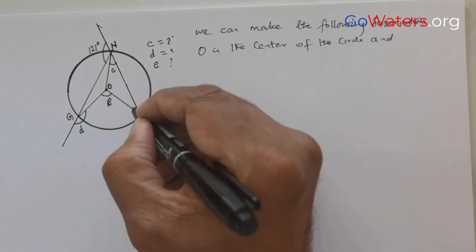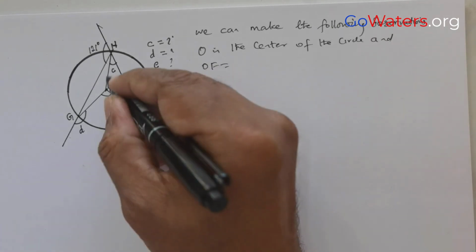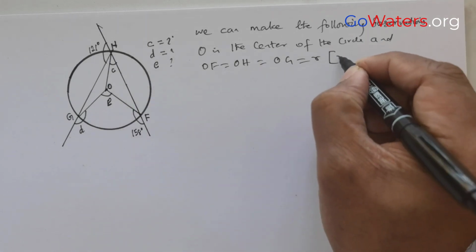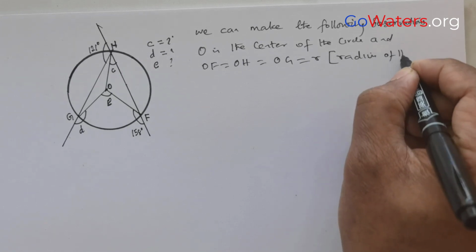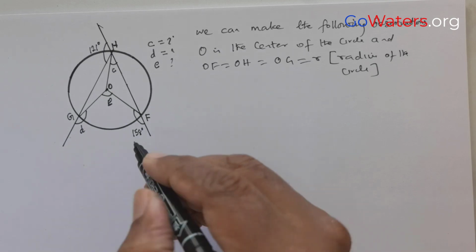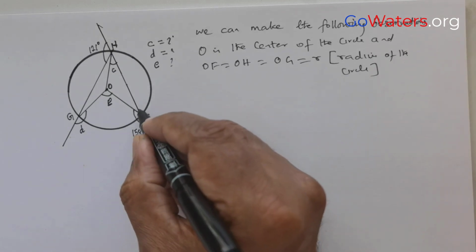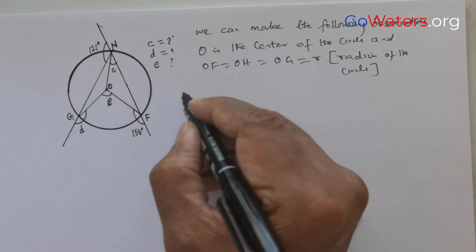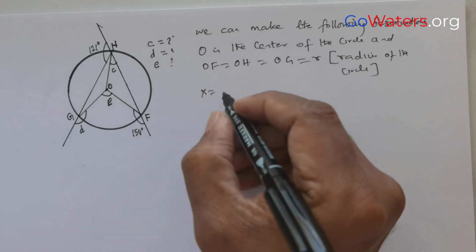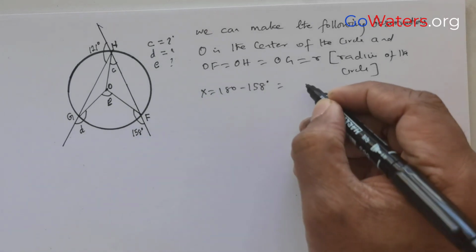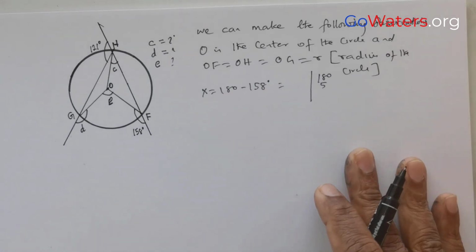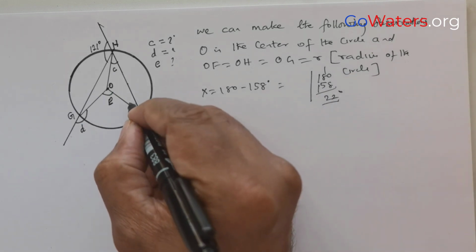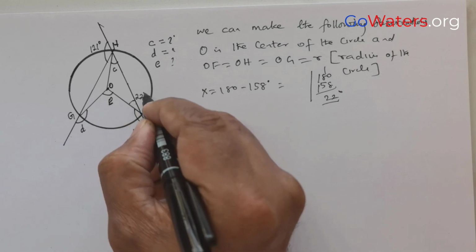and OF is equal to OH is equal to OG is equal to R, which is the radius of the circle, right? You all agree on that. Now this entire thing is 180, right? So first we need to obtain what is this. So if I were to take this as some x, now x is equal to 180 minus 158 degrees. So what is that equal to? 180 minus 158 is going to be 22 degrees. So this value is first got to be 22 degrees. Fair enough.